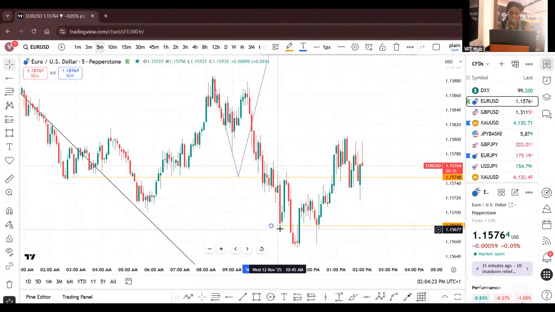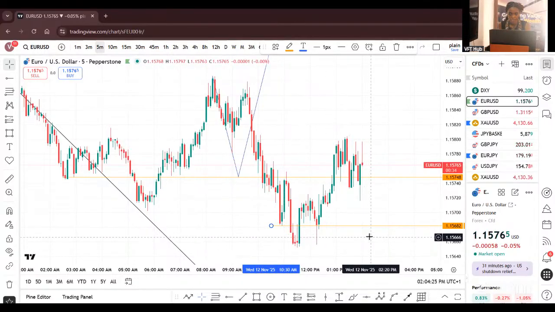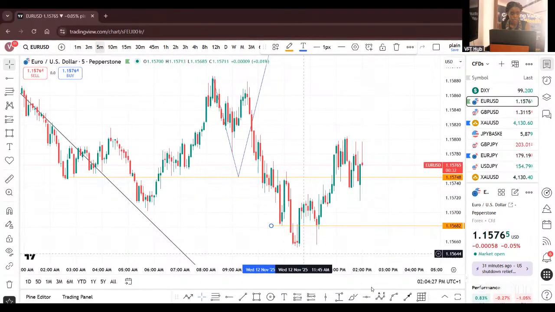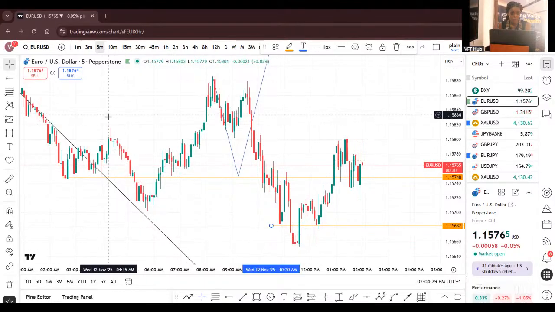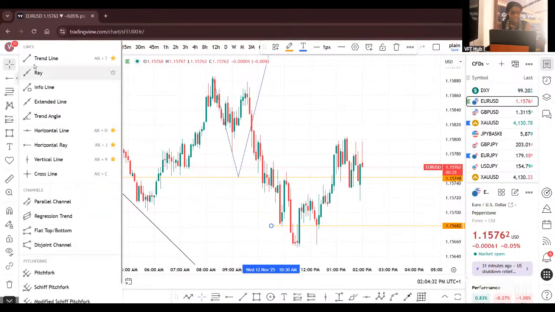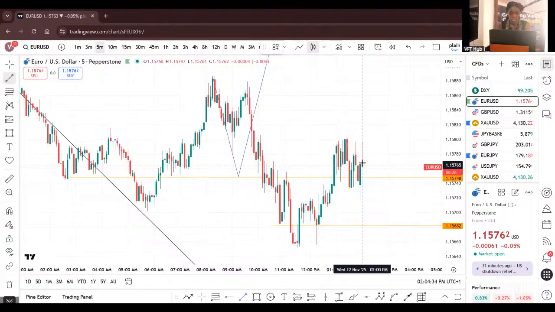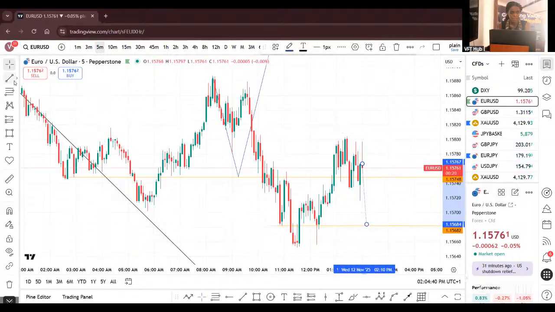Let's see if we can spot another entry for the buy of Euro USD. There's one right here, shoulder at 1.15682, sweep to the downside, break to the upside. We want to buy Euro USD once price retraces right back into this left shoulder. Once that happens, I'm looking to long Euro USD.